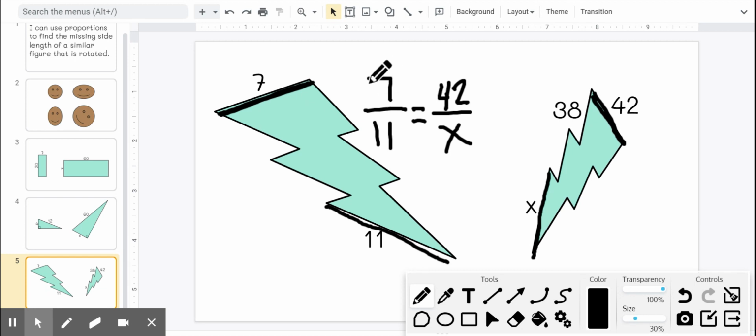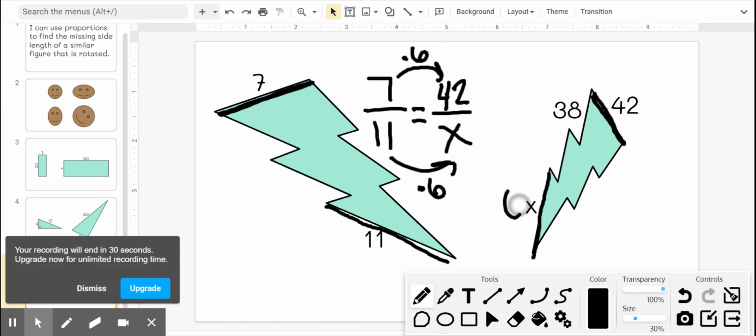All right, let's look at our smallest number. Let's see if we can multiply it by something to make 11 or 42. Ah, yes, we can go this way. 7 times 6 is 42. So we're also going to multiply by 6 down here. 11 times 6 is 66.